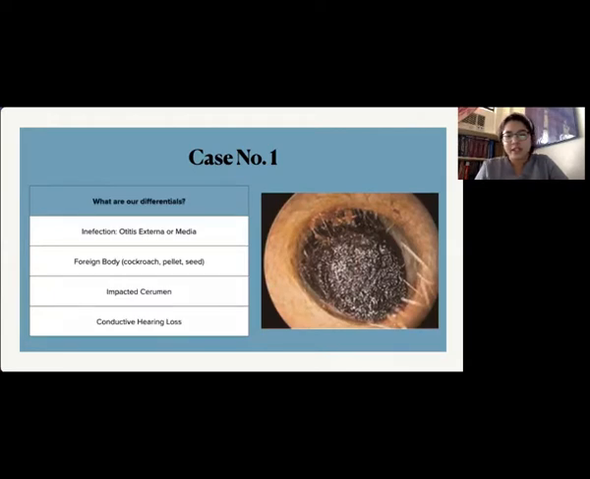So what are our differentials for this case? We can think probably of infection, such as otitis externa or otitis media. You can also think of foreign bodies, such as cockroach, pellets, or seeds. Then maybe an impacted cerumen or a conductive hearing loss. But for this one, if you have a PE of this one, this is actually an impacted cerumen. I'm just not sure if it is the right ear or the left ear, but definitely it is an impacted cerumen.